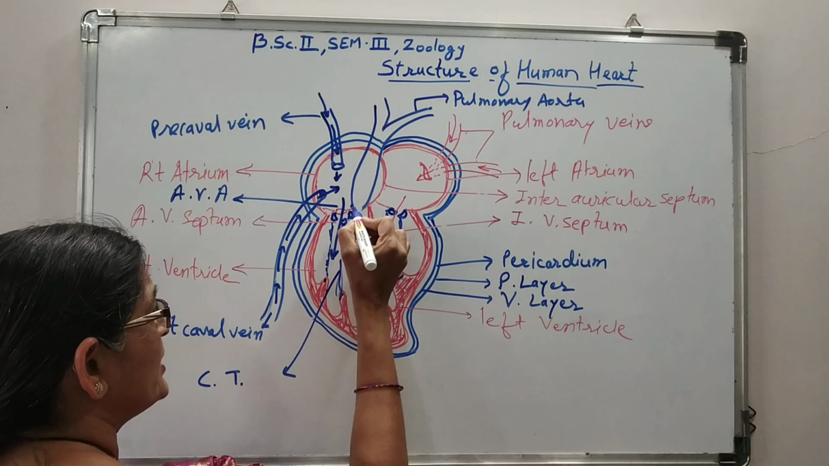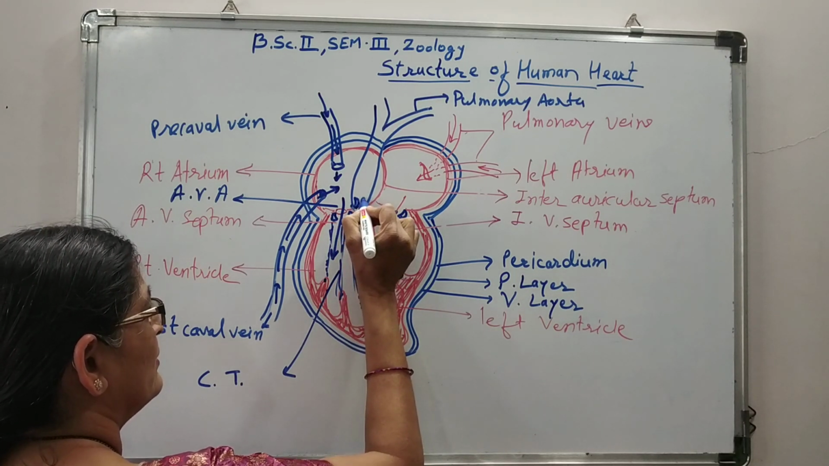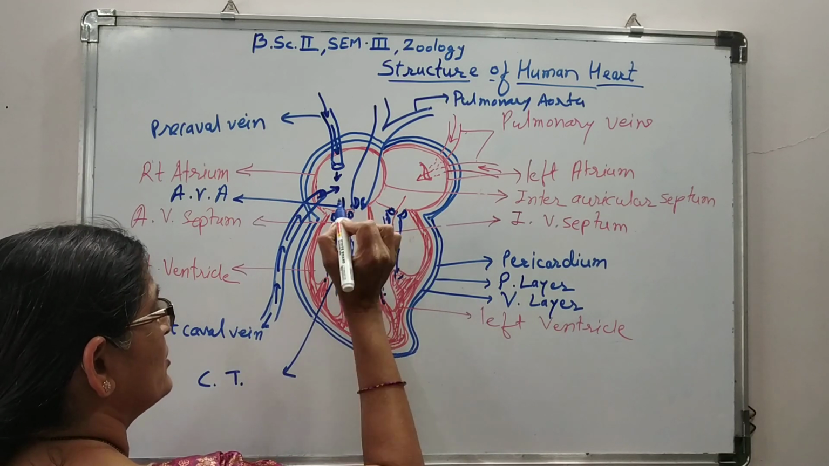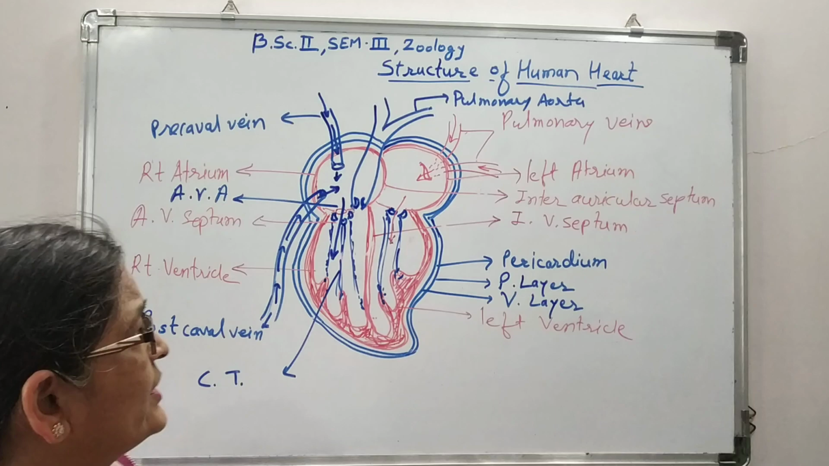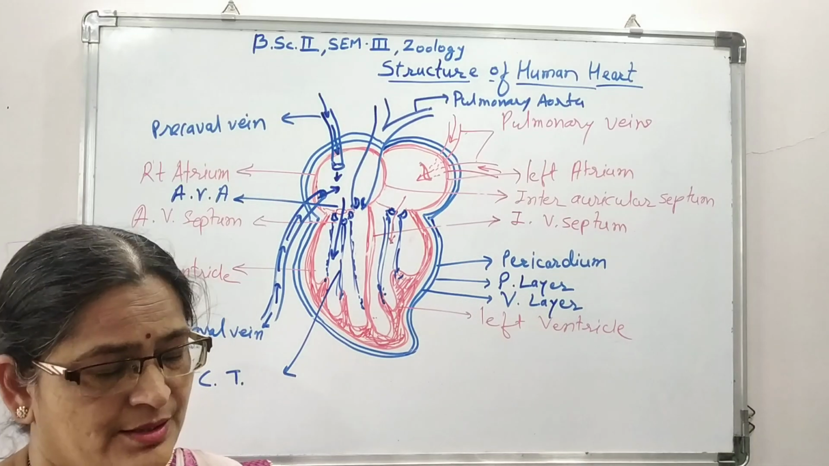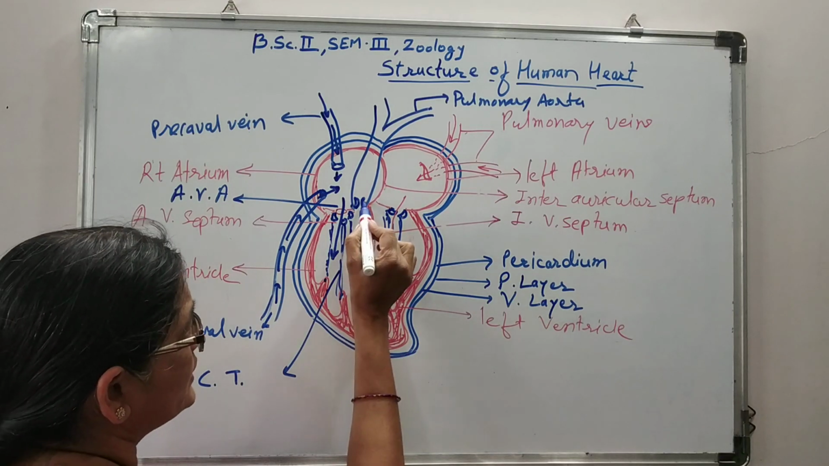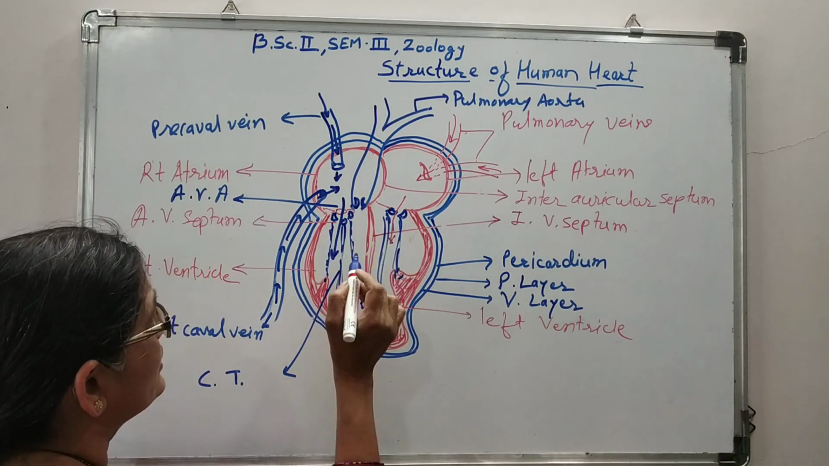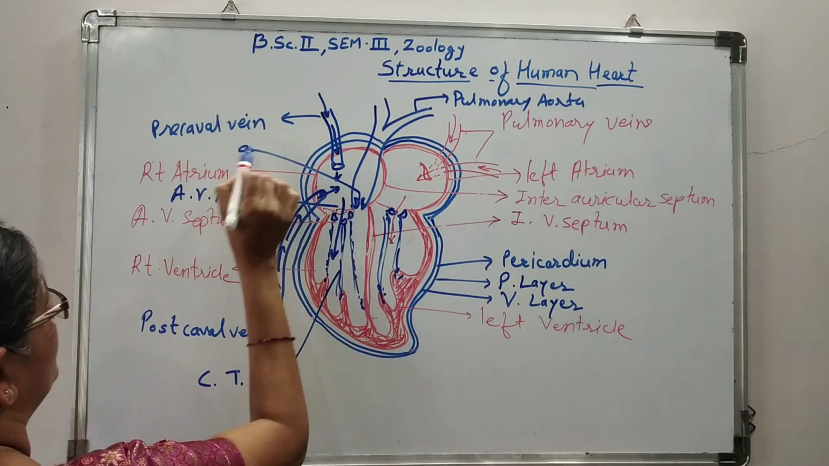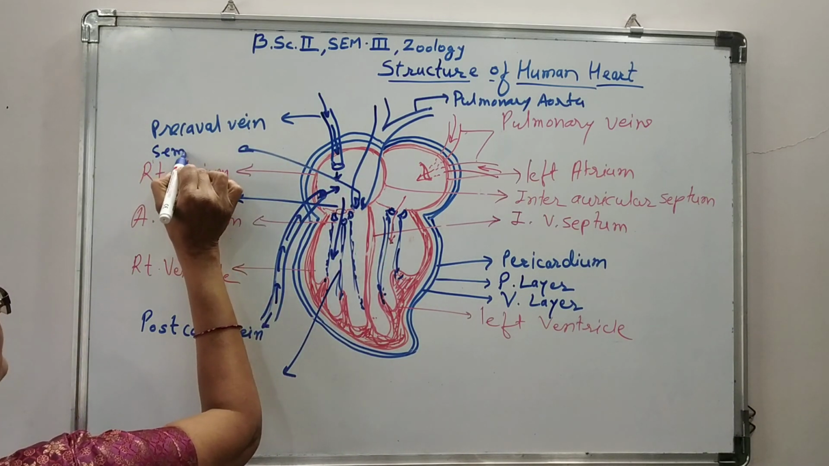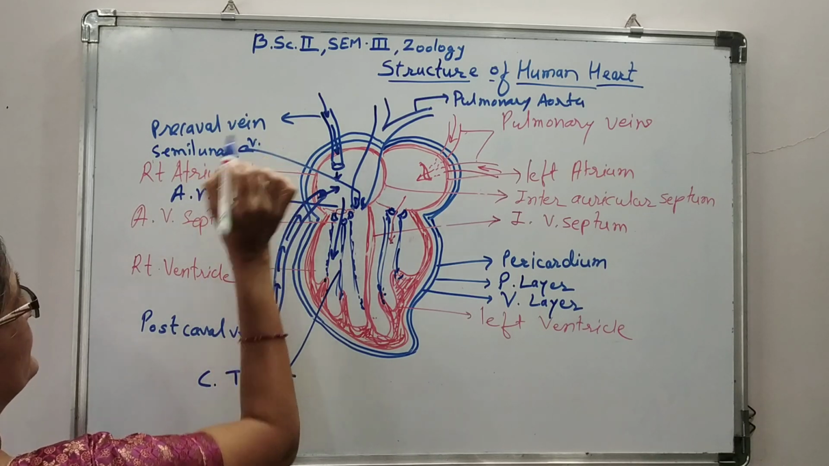Now this aperture is again guarded with the help of these half moon shaped valves. These are three valves and these are known as semilunar valves. Semi means half, lunar means moon. These are the semilunar valves.